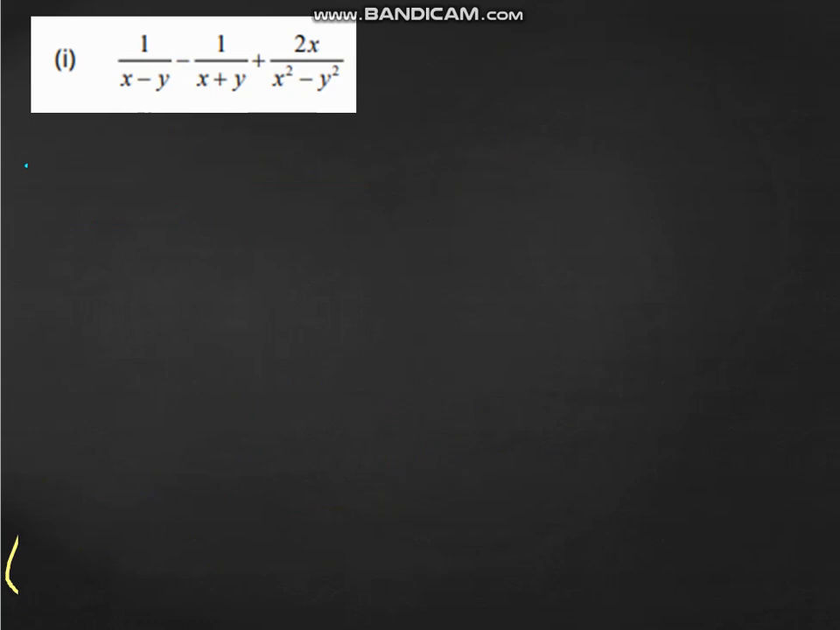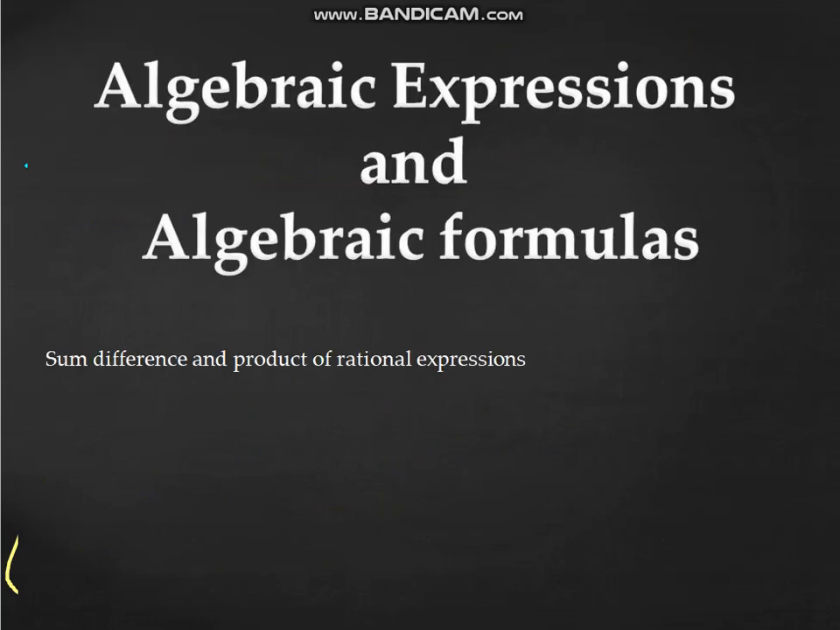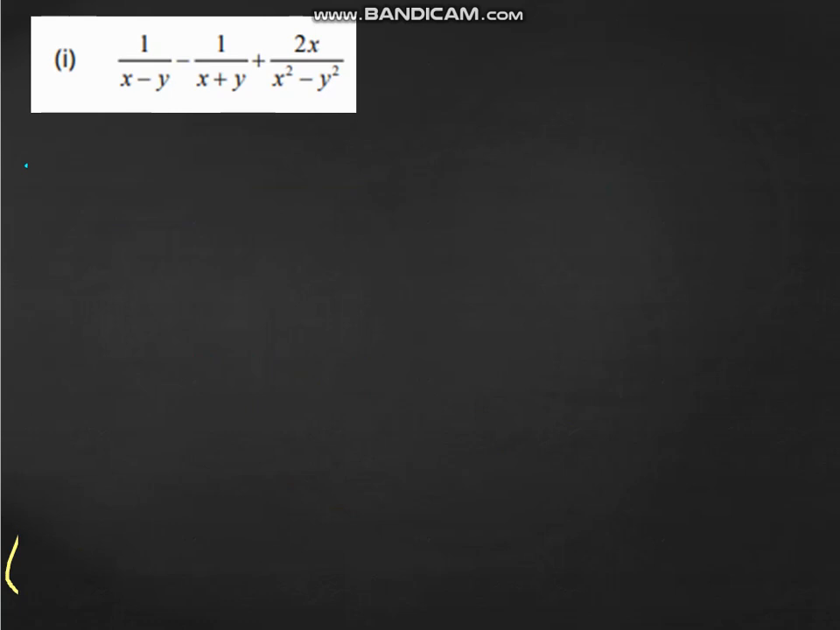Okay, so what we're going to do is we are going to subtract and add and like some difference in product of rational expression. This is the first question. Let's just get into the video. So what we have here is 1 upon x minus y. Then we have minus 1 upon x plus y. And then we have 2x divided by x squared minus y squared.